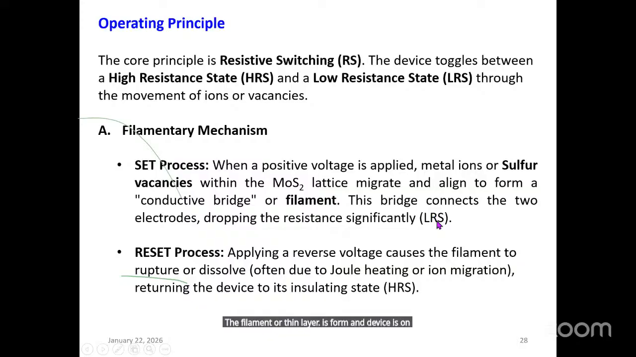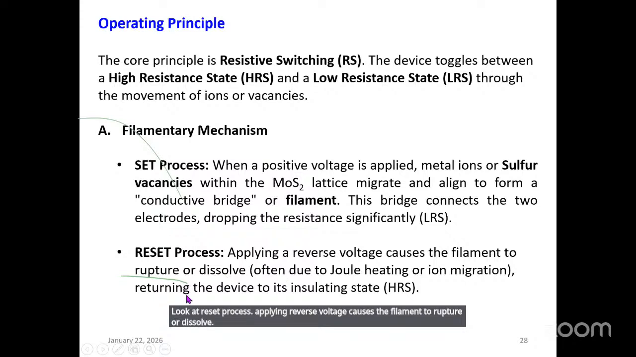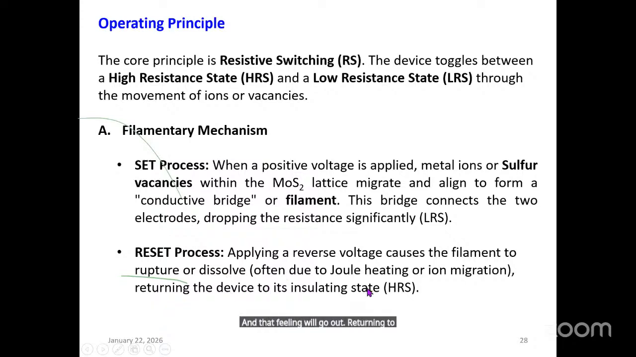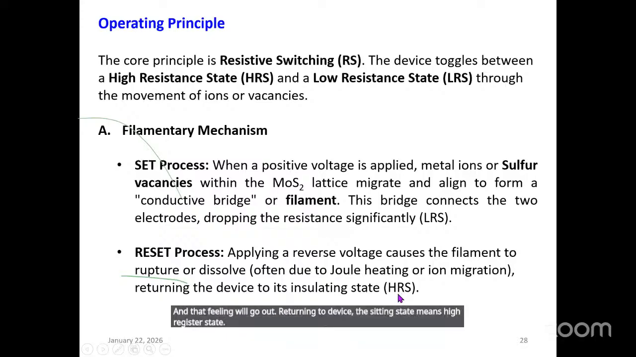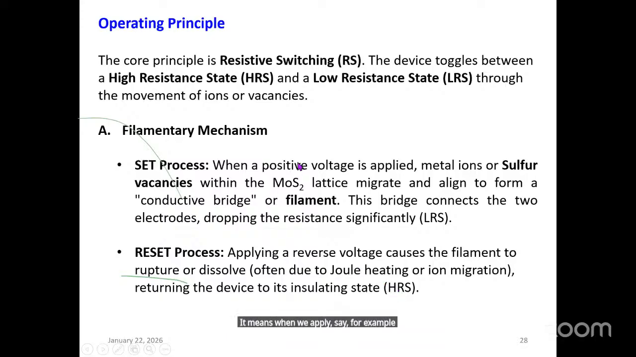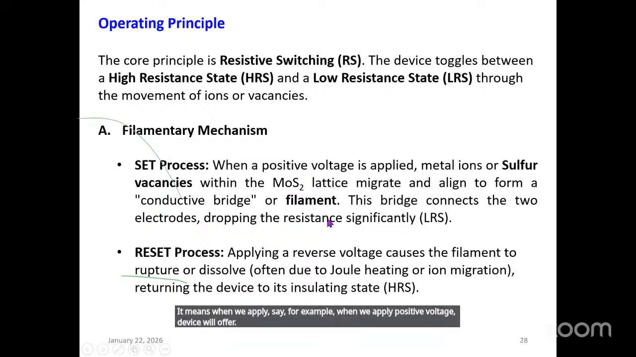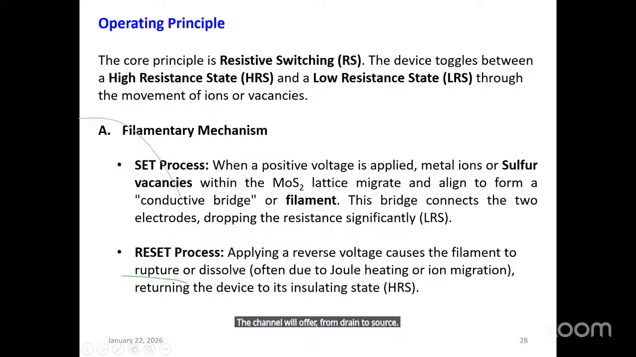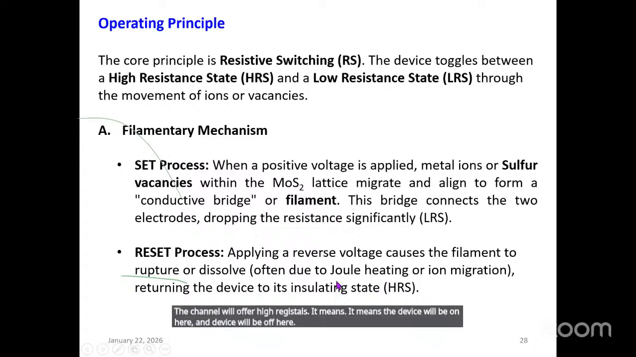It offers low resistance. Now look at the reset process. Applying reverse voltage causes the filament to rupture or dissolve, returning the device to the insulating state, meaning the high resistance state. It means, for example, when we apply positive voltage, the channel from drain to source will offer low resistance, and when the voltage on the gate is negative, the channel will offer high resistance. So the device will be on here and off here. This is the meaning of that.